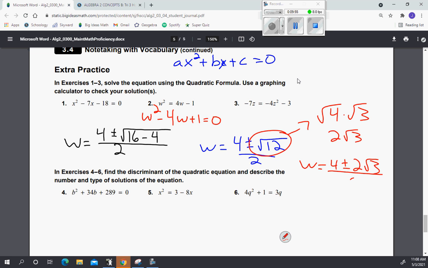Now, can I simplify any fractions? Yes, I can. W equals 2 plus or minus square root 3. And I simplified this fraction, 4 over 2, and 2 over 2, to get 2 plus or minus square root 3.